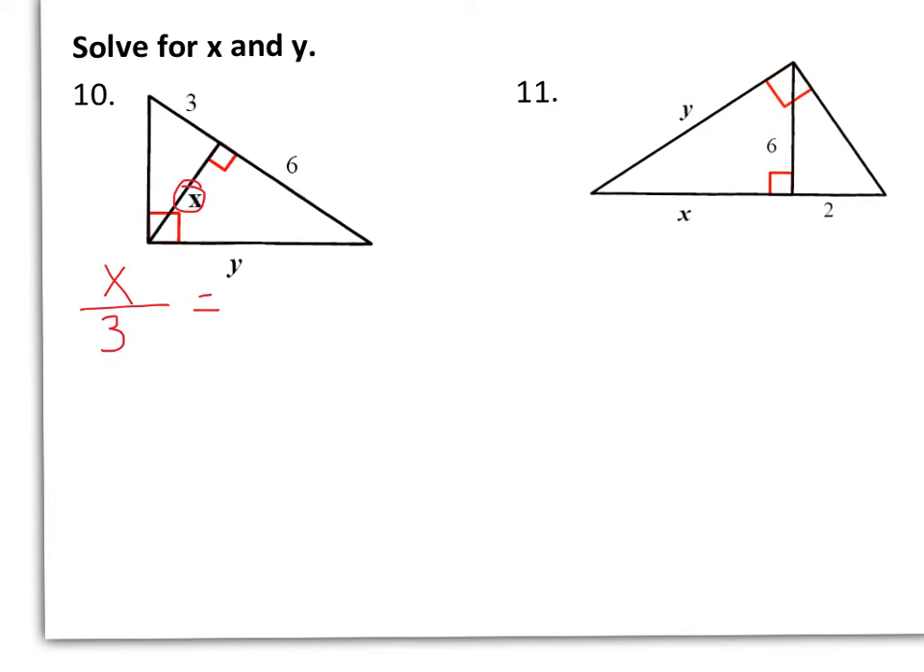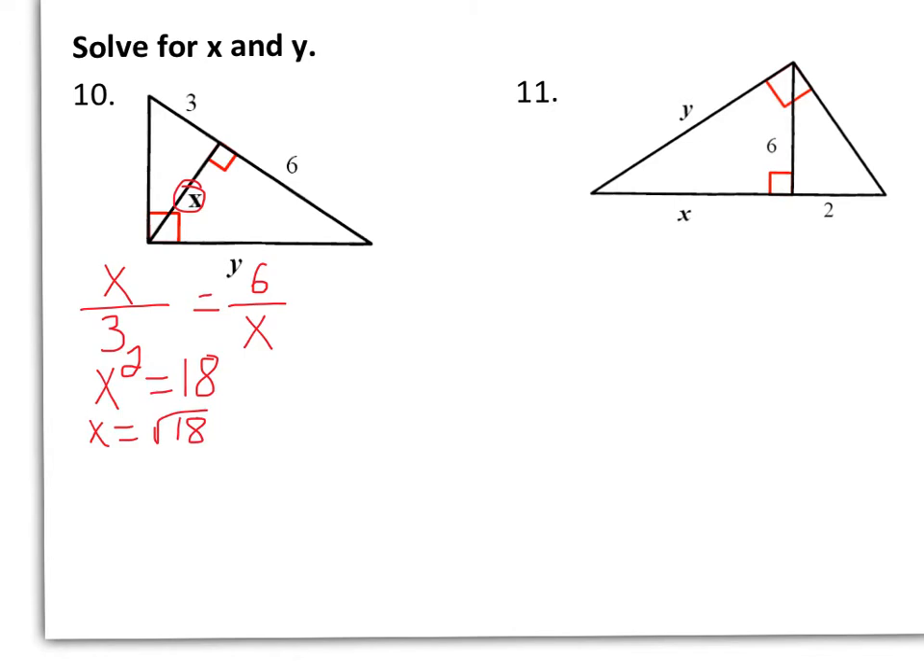Then 6 is my longer side in the medium triangle. X is my shorter side. So notice my X's are diagonal to each other, so therefore I can take the cross product, and I actually am taking the geometric mean here. I get X squared equals 18. So that means that X is the square root of 18.